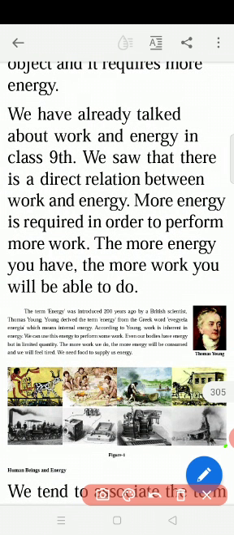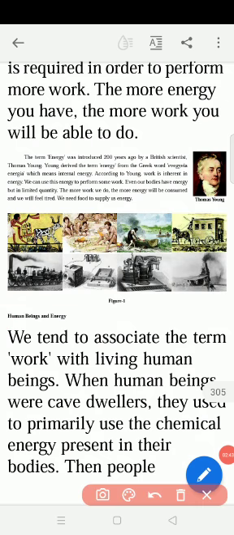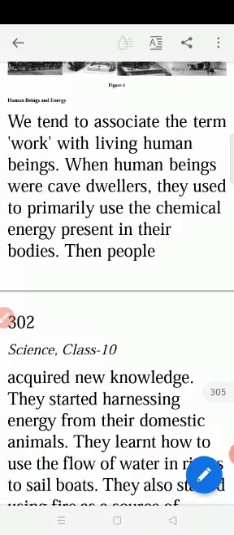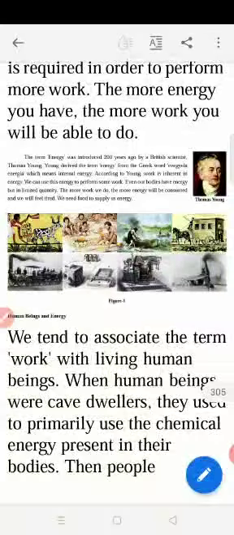How much food we eat, that much energy we get. Next, we tend to associate the term work with living human beings. That means we have the thought that only human beings have energy. When human beings were cave dwellers, before human beings lived in houses, they thought that only the energy present in the body, the chemical energy, could be used.